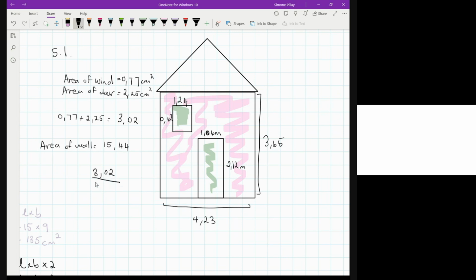Now, to calculate the fraction, all we have to do is say that the door and window is 3.02 out of 15.44. So this is sort of already a fraction, but the units should be meters. So my window and my door is 3.02 meters squared out of a total of 15.44 meters squared of this entire wall. Does that make sense? Yes, ma'am.